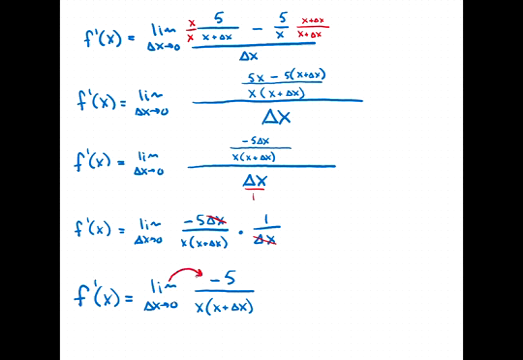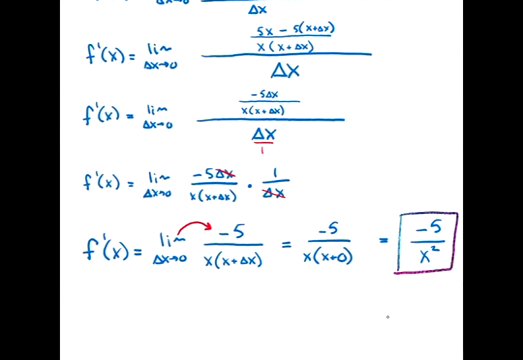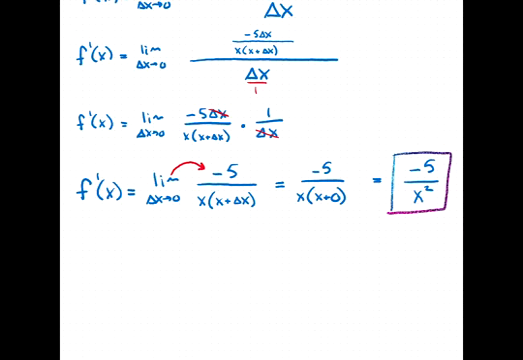So we can apply the limit, plug in 0 for delta x. So that's negative 5 over x times x plus 0. Or simply negative 5 over x squared. And there is our derivative. So what we've seen here is that when the function is 5 over x, the derivative of the function is negative 5 over x squared.